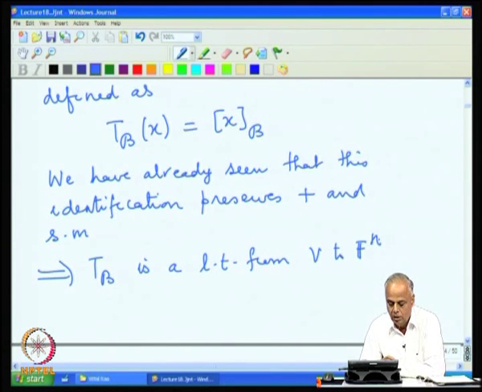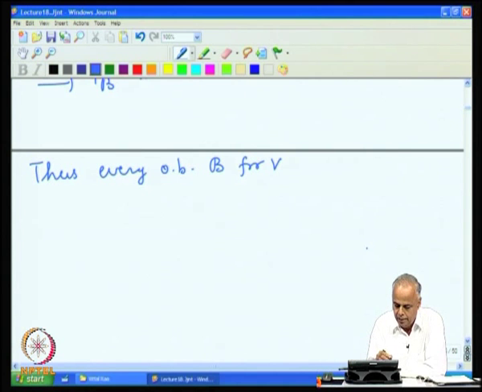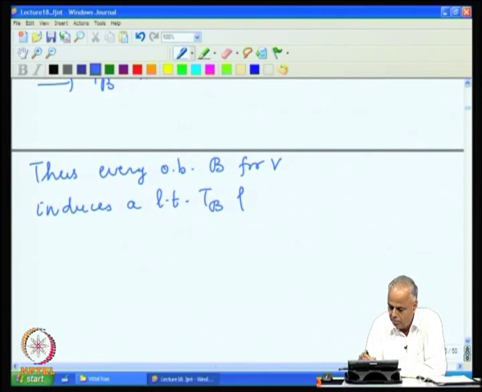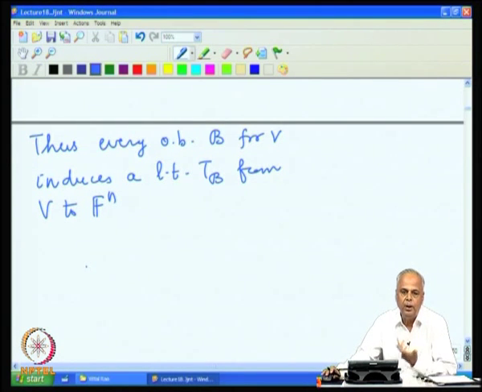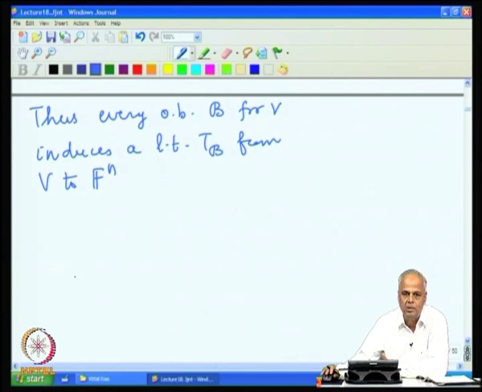Therefore, the moment you start with an ordered basis B, it automatically generates a linear transformation from V to F n. So, thus every ordered basis B for V induces a linear transformation T B from V to F n. Therefore, there are infinite number of linear transformations from an n dimensional space to F n, because we could choose any basis and any order of that basis, and every time we get an ordered basis, we have a T B corresponding to it. So, we already have a lot of examples of linear transformation.